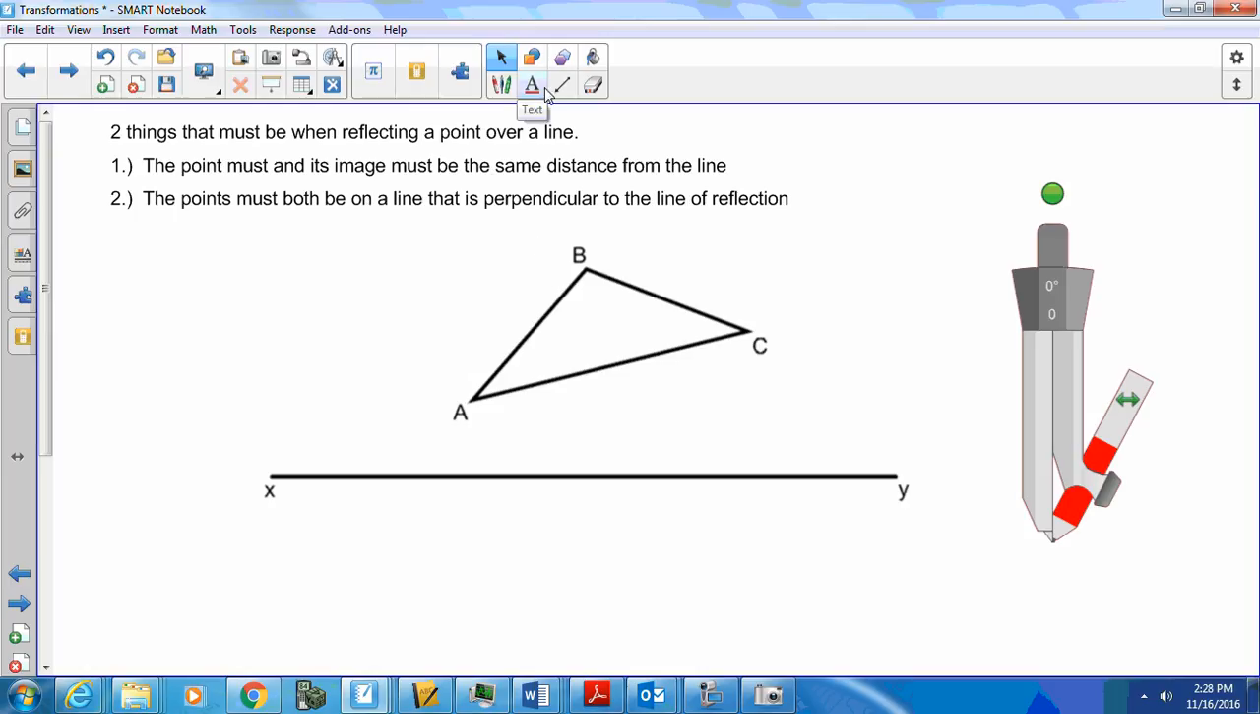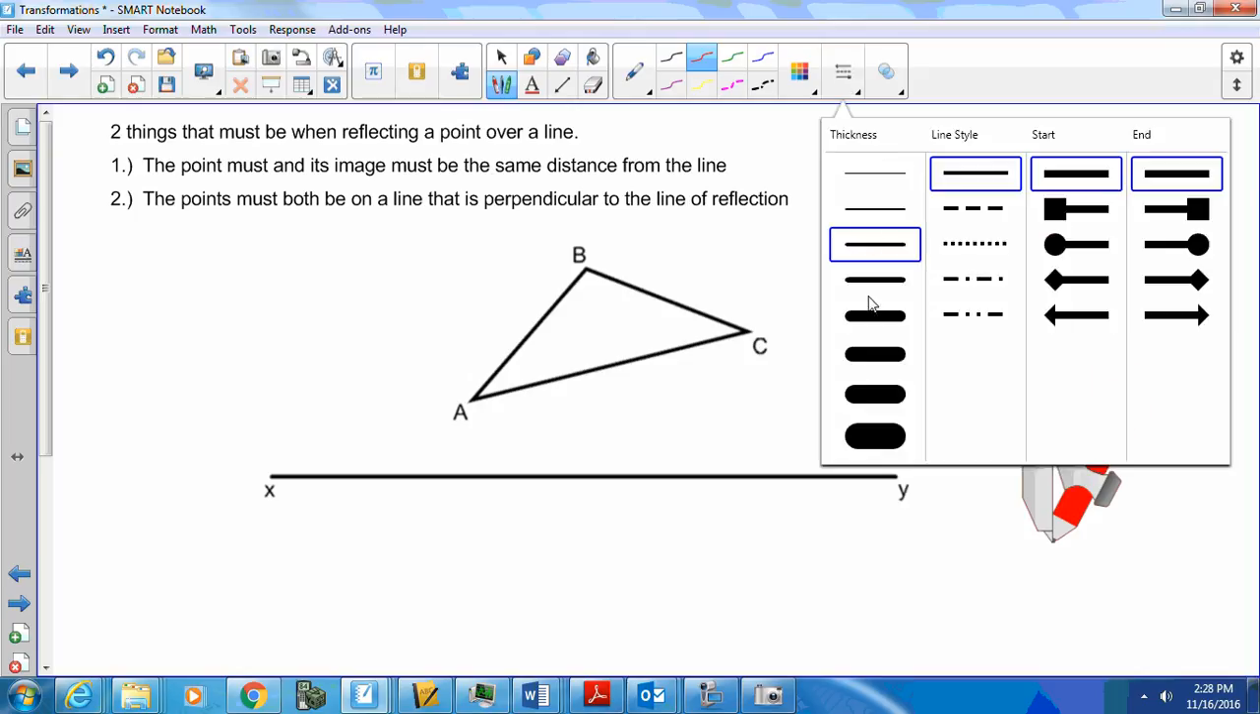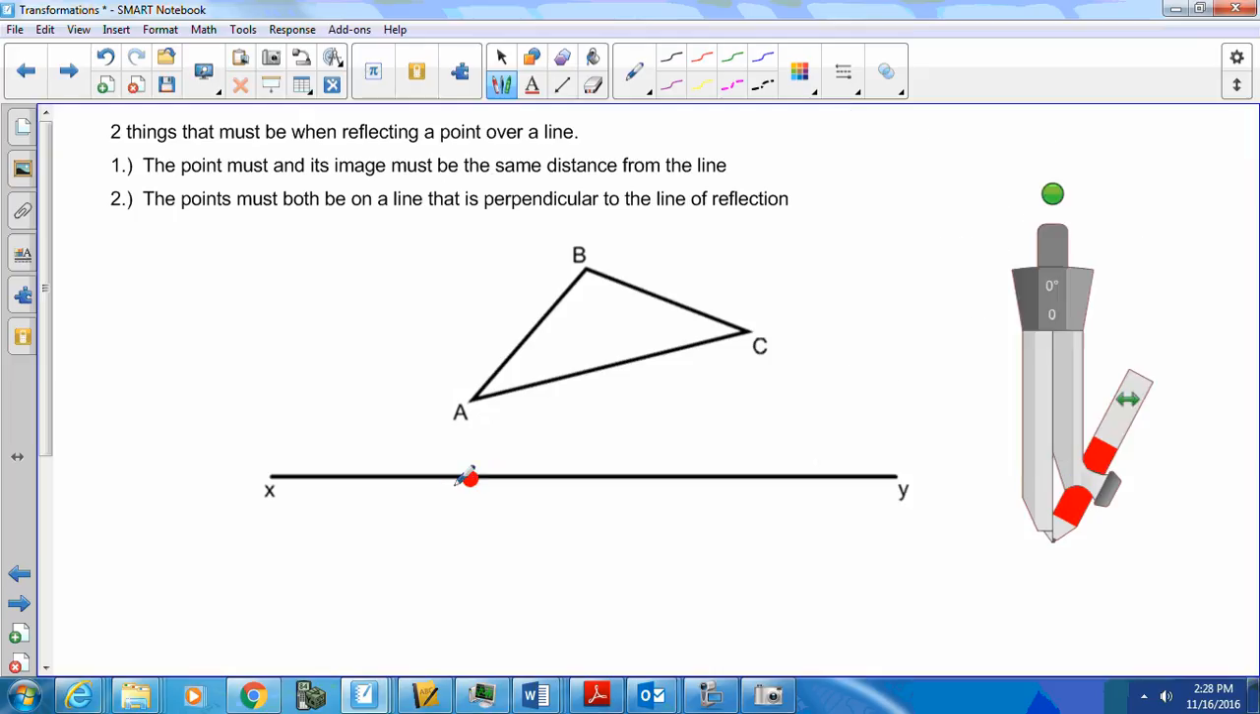So in other words, if I took this marker and I know the distance and I have something that is the same distance, but let me erase that. Now, these points might both be the same distance from the line, but they are not both going to lie on a line that's perpendicular to the line of reflection. So you can't just put the point anywhere.